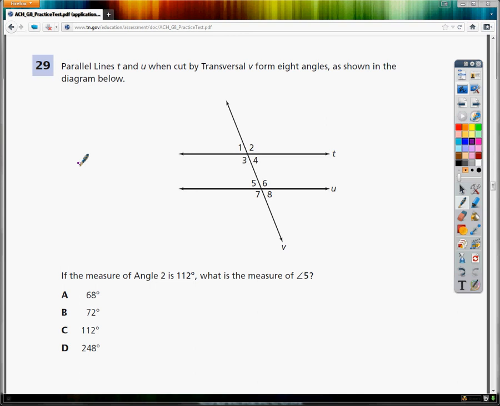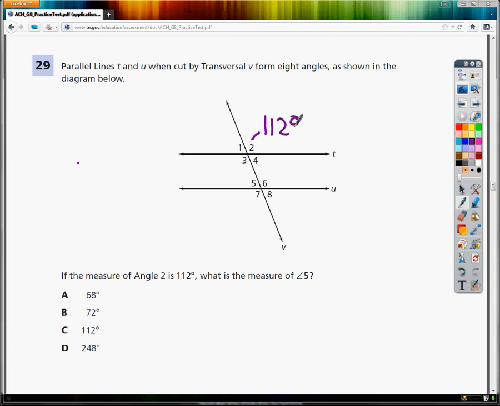This is the 8th grade TCAP math practice test question number 29. It says parallel lines T and U are cut by a transversal and form 8 angles. If the measurement of angle 2 is equal to 112 degrees, what is the measure of angle 5?